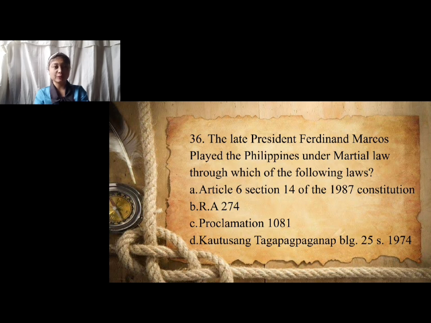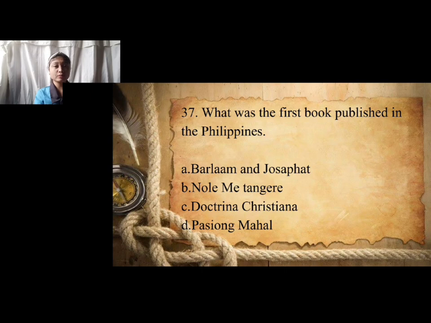Number 37. What was the first book published in the Philippines? Yes, the correct answer is letter C. The Doctrina Christiana was an early book on the Catechism of the Catholic Church written in 1593 by Fray Juan de Plasencia, and is believed to be one of the earliest printed books in the Philippines.